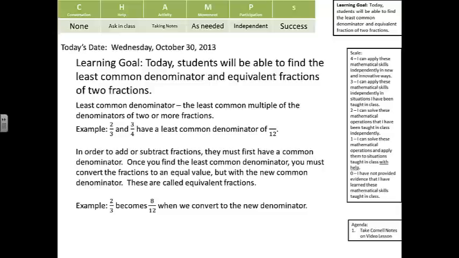So then we have to multiply 2 times 4 to find the numerator. Well, of course, 2 times 4 is 8. And that gives us an equivalent fraction. So 2/3 and 8/12 have the same value, even though they look different. They represent the same amount.